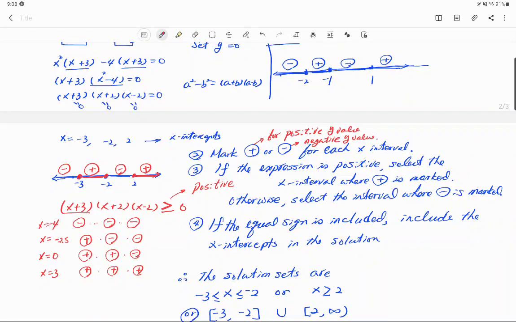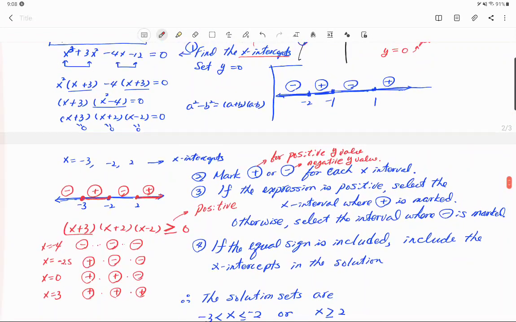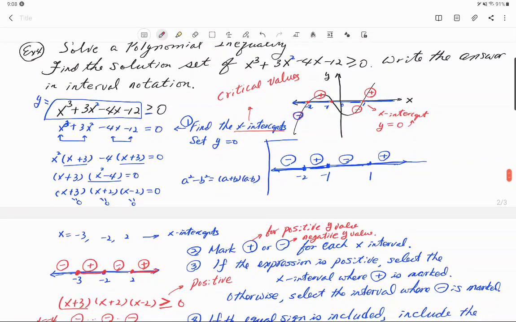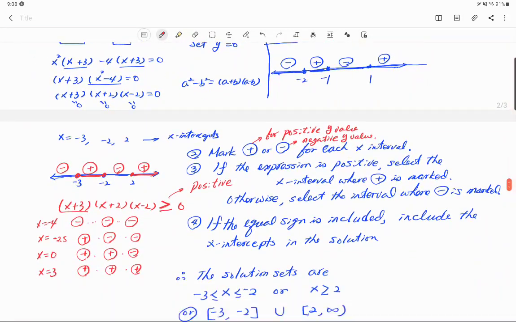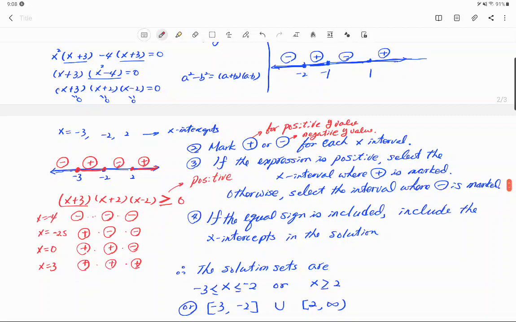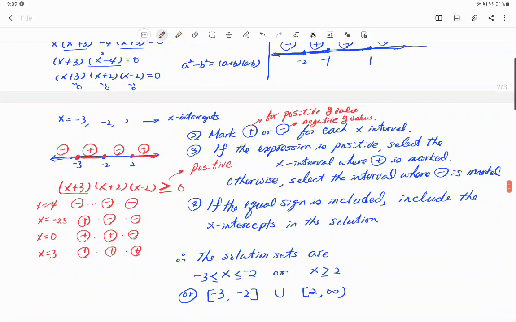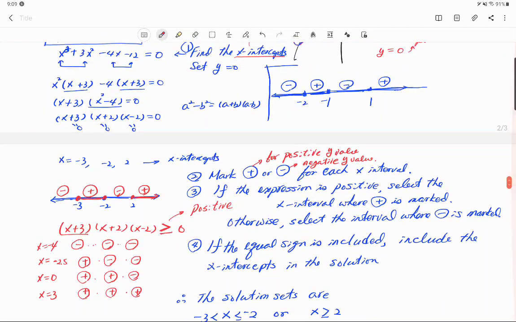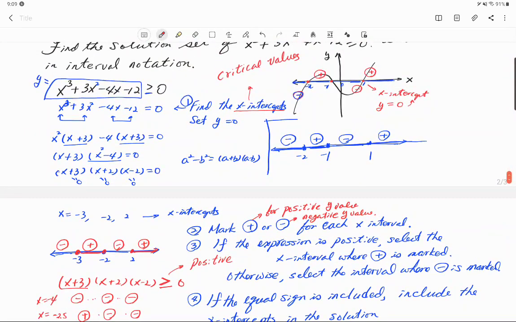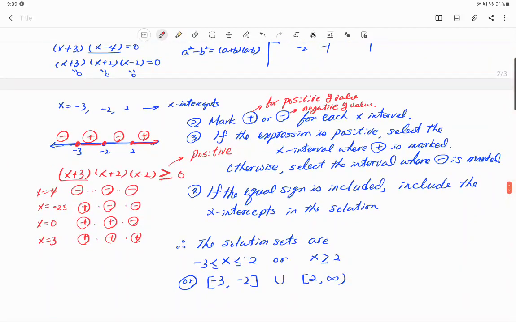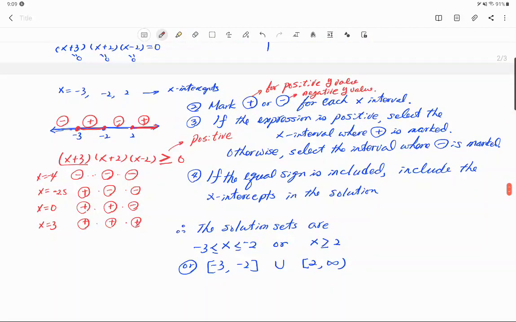Once you mark plus or minus, check the original inequality. If the inequality is greater than 0, that means we are looking for the positive y, so the answer will be the intervals that have a positive sign. Otherwise, the solution will be those intervals that have a negative sign. And also, if the inequality contains an equal sign, make sure the x-intercepts are also included in the solution.